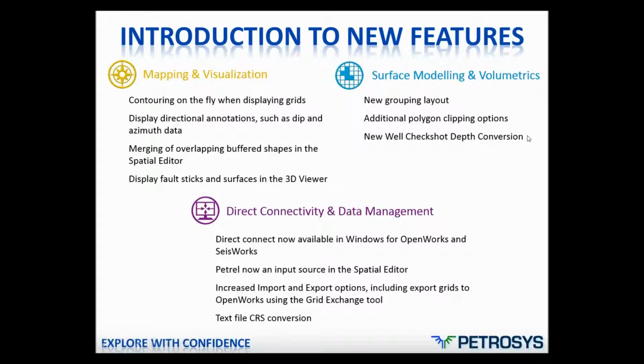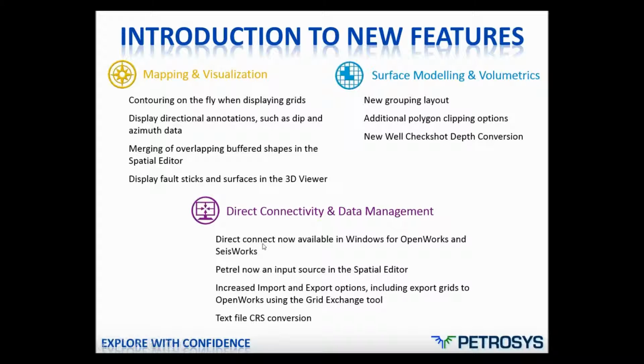Under Velocities in Surface Modelling, we now have a new well-checked shot depth conversion option. This option is used to automatically create grid arithmetic tasks to perform depth conversion based on a formula which is generated from the intersections of your well-checked shot surveys and also your formations or zones.